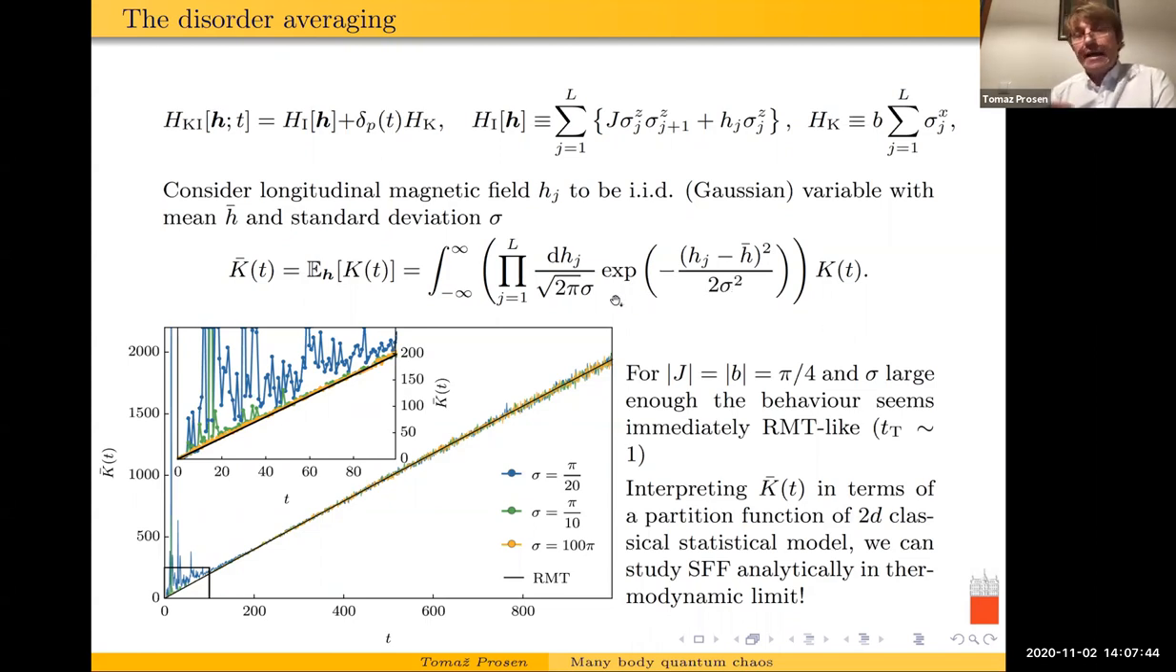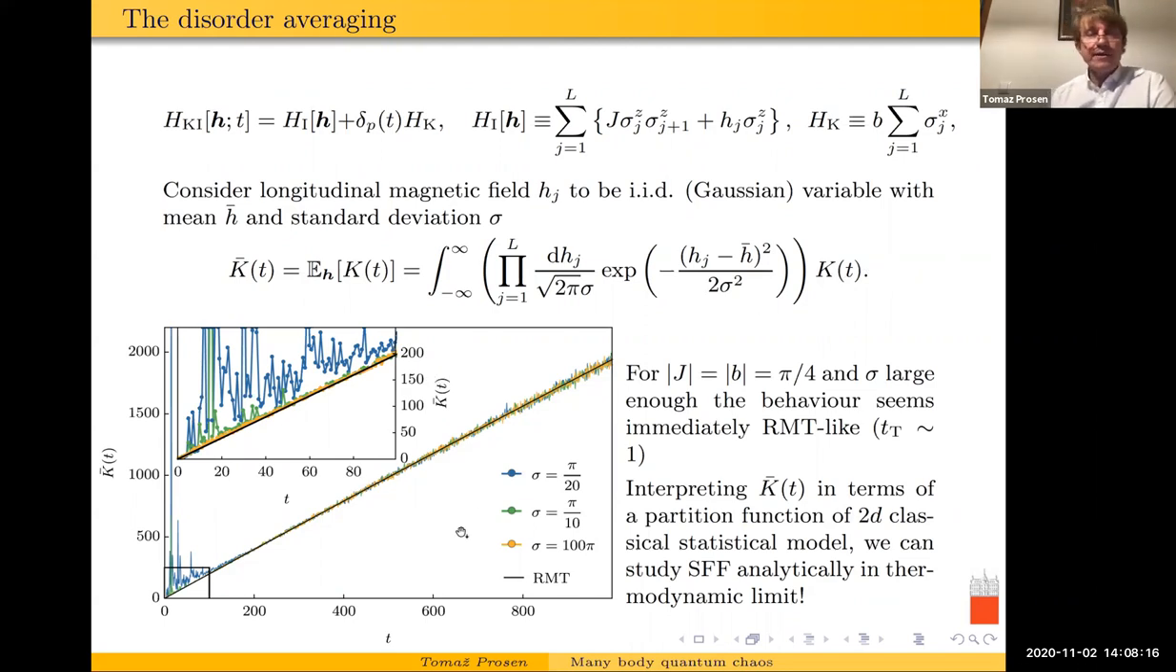Now, I have to make immediately a disclaimer. None of the results I'm going to discuss actually depends on the precise Gaussian form of the averaging. The averaging can be with respect to any distribution. What is important is that the random variables, the longitudinal fields, should be independent and perhaps identically distributed. Even that is probably not crucial, but they have to be independent. So what you have to do now is to compute this Gaussian integral, and K of t we know how to compute, just the trace of U to the t, squared.